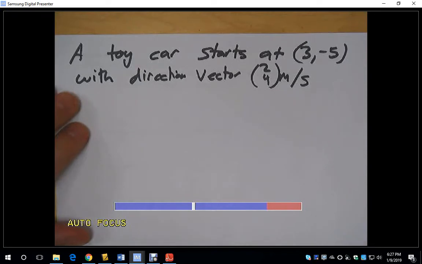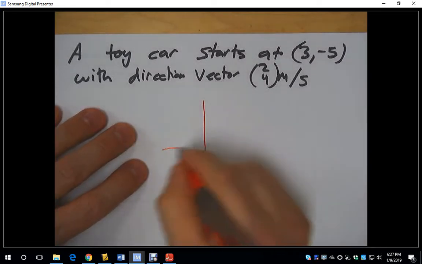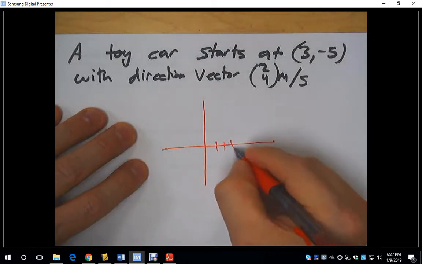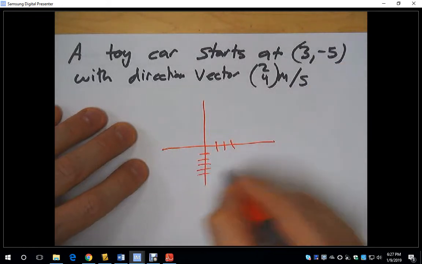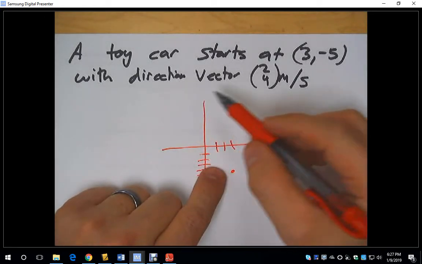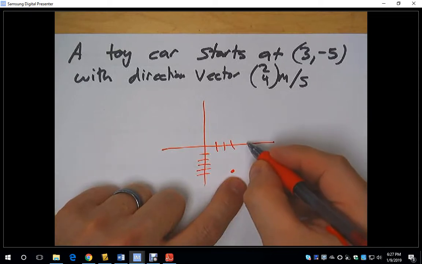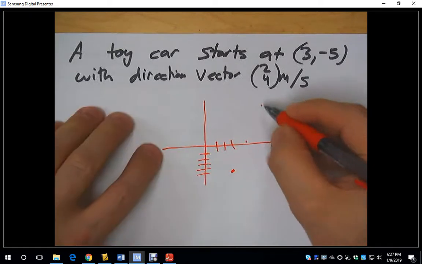car. So I have a toy car that starts at (3, -5), so I'm going to just draw our Cartesian grid at 1, 2, 3, and 1, 2, 3, 4, 5. This is where the car starts. And then I have this direction vector of 2 to the right and 4 up. 2 to the right and 4 up. So we have this line.